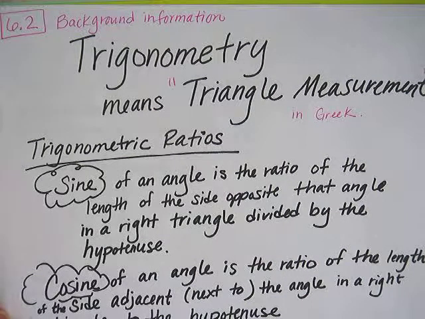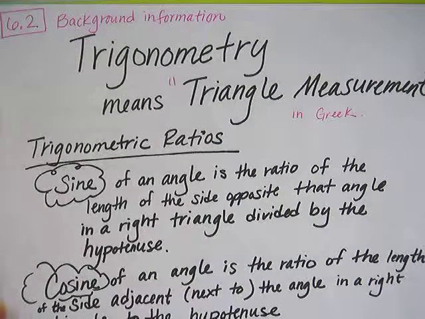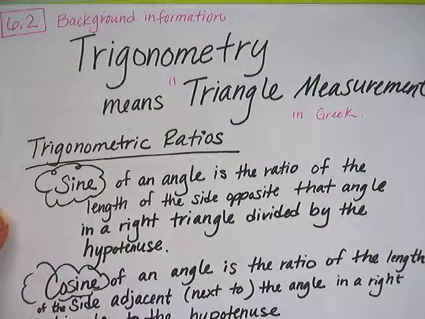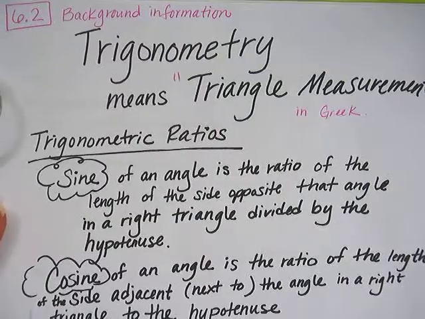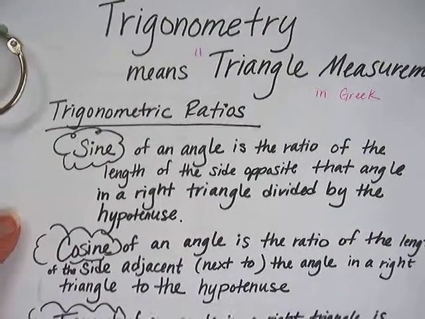Last week, before the ACT, we reviewed a little bit of trigonometry. Trigonometry literally means triangle measurement in Greek. That's where all of these concepts originated, in ancient Greece. We have three main trigonometric ratios. We're going to learn three others later in this unit, not today.